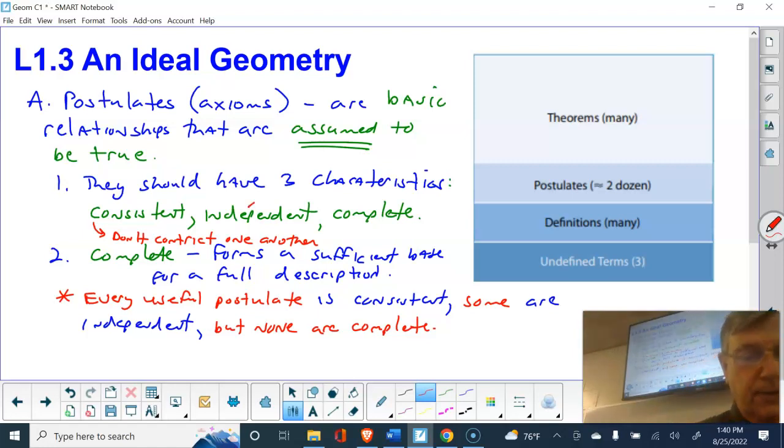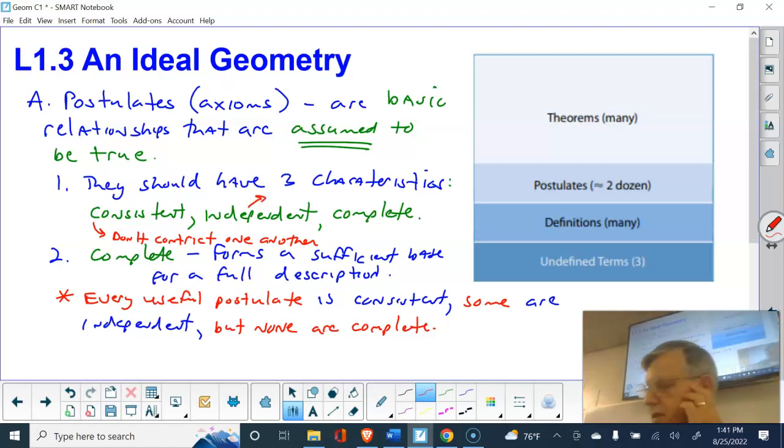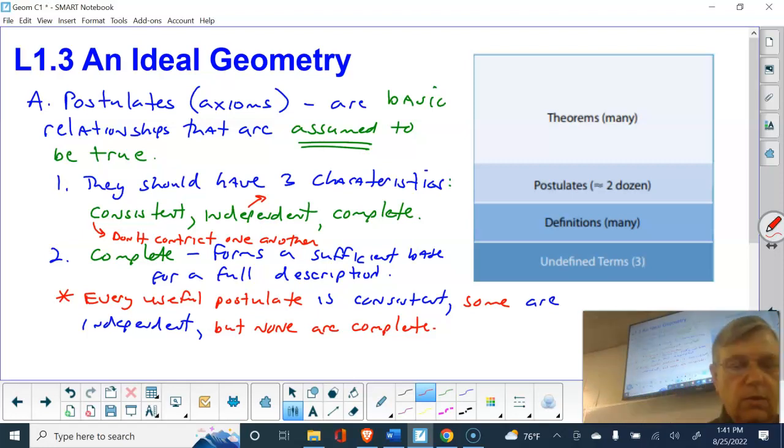But independent, basically the key here is you can't get one from another that you already have. In other words, and that's what I was trying to say, independent. Say we have a postulate 7. If it basically says the same thing postulate 9 says, we don't need 9. They say the same thing.